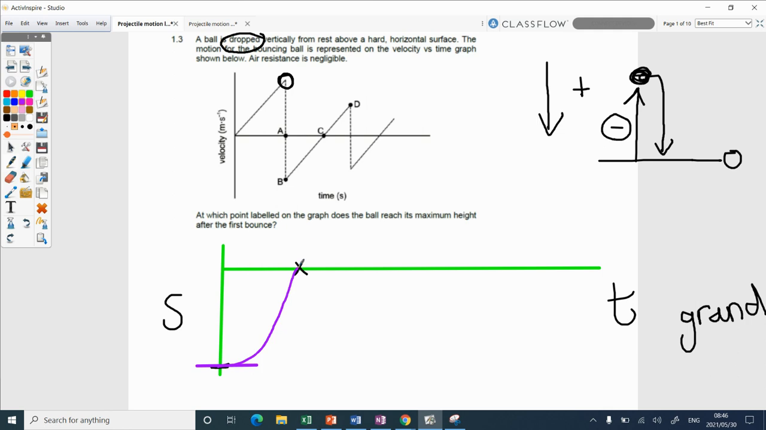Okay, now when it hits there, because it leaves the ground. Now it's going to leave the ground. Is it going up from the ground or down from the ground? It's going up from the ground. Is it positive or negative? Negative.